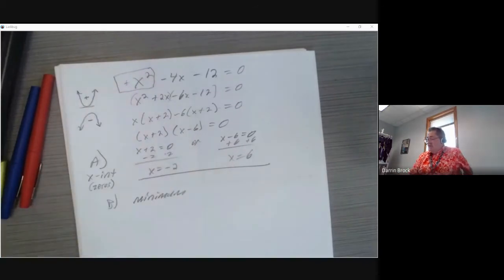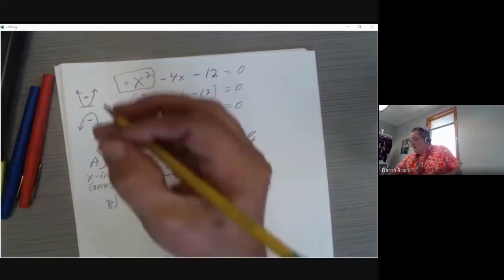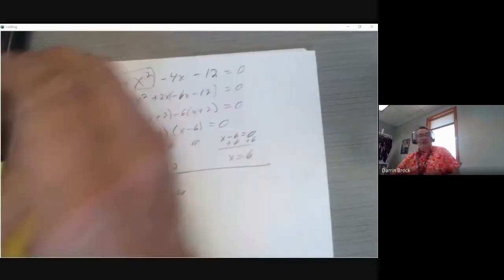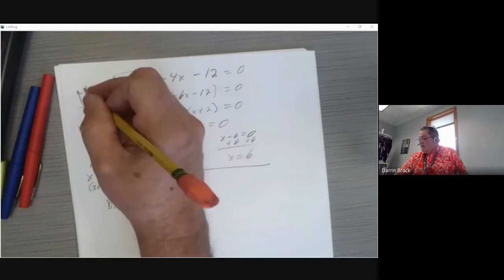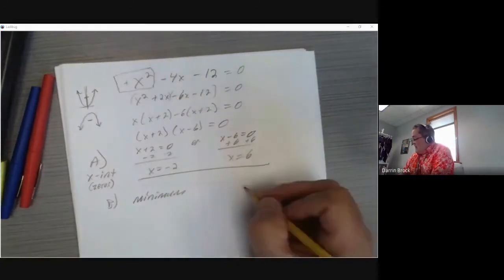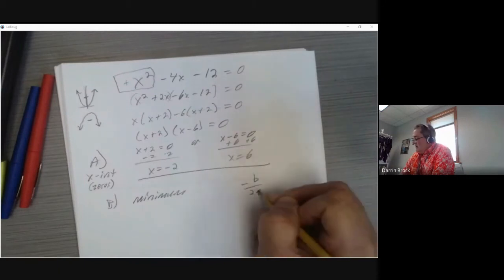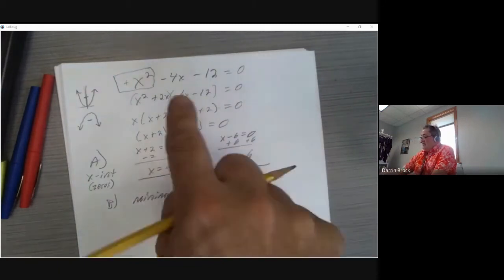And it says, what is the coordinate? Well, first we got to figure out what is the x value, which is where the line of symmetry is. The line of symmetry cuts that vertex exactly in half. Right? The left side's going to look just like the right side, like a mirror. Line of symmetry. And we find that by negative b over 2a. What do you mean b's and a's? I don't have b's and a's.